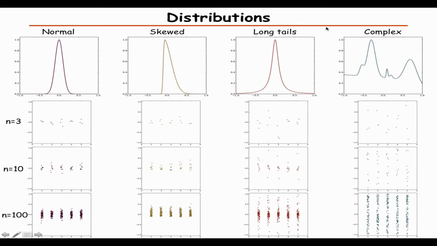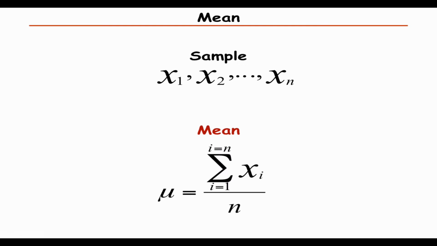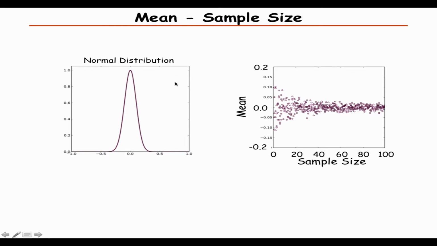So we're going to follow these distributions and see what happens when we have different sample sizes and we calculate means, standard deviations, and medians and interquartile ranges. First, the mean. You all know that you can get the mean of a set of samples by adding the values up and dividing by the number of samples. So that's straightforward. If we look at the normal distribution and we do different size samples, we get that the mean varies a lot when we take few samples, but then the variation becomes smaller.